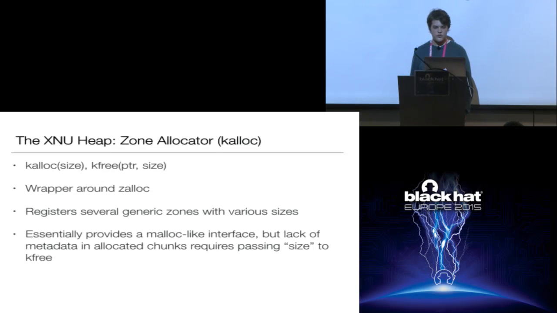Then there is kalloc, which is a more malloc-like interface to zalloc, which registers several zones with various sizes. The only difference between kalloc and malloc is that when you use free to free a block, you also have to pass in the size, because, as I said, there is no inline metadata in allocated chunks, and so free has to pick the right zone to free the allocation back on.